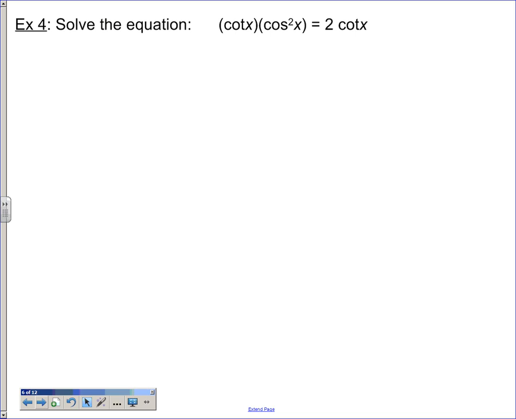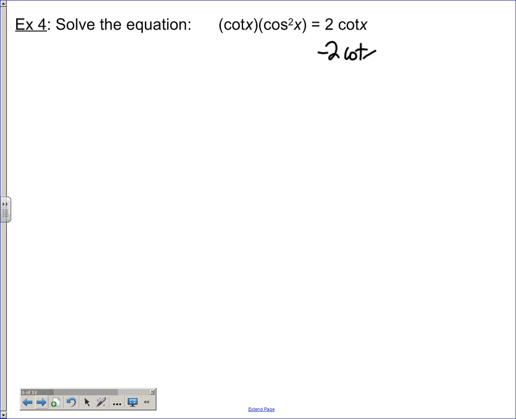Example 4, we're going to try factoring. This is one of our also common methods in solving. So I'm going to start by setting everything equal to 0 so that I can start to factor, because you can't solve a factored expression unless you have it equal to 0.